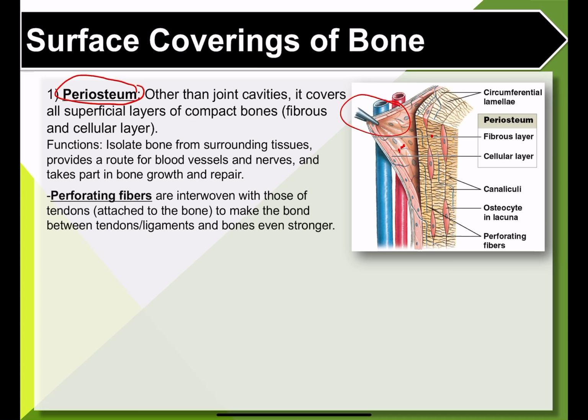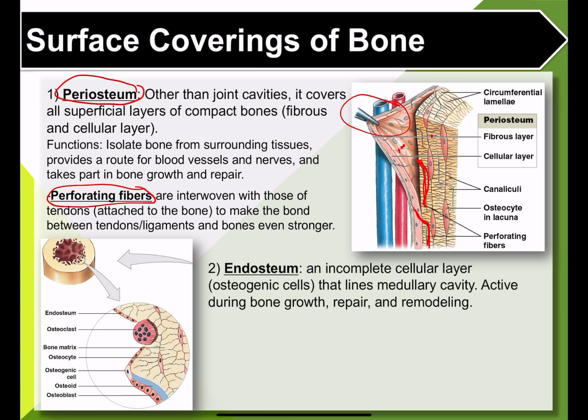Another feature of periosteum is that it contains what's called perforating fibers, which are interwoven with those of tendons to attach muscles to bone and make sure those bonds between these features are even stronger. So here's an example of a perforating fiber here, and here's another. It's kind of like if you imagine you have thread and needle and you're just weaving in and out to sew together this periosteum with the bone tissue to make that bonding really, really tight. That's what perforating fibers are. It's like this thread going through and reinforcing the attachment.